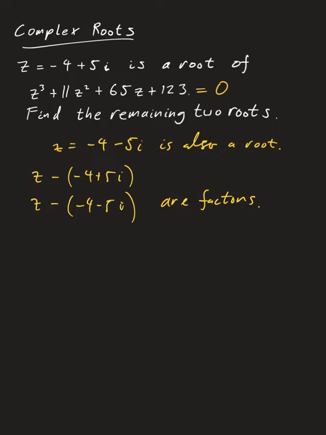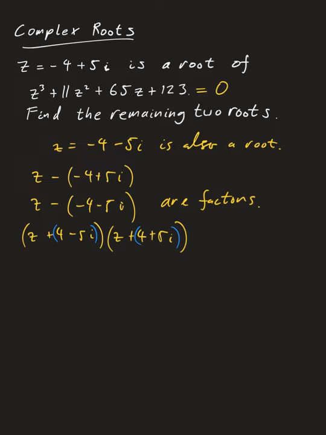So let's write that down. Well, that's equal to z plus 4 minus 5i and z plus 4 plus 5i. So I'm going to get the product of those two things, and I'm going to use that then to figure out what the other factor is, and hence what the remaining root is. So when I multiply this out, I'm going to do it with brackets around here. So let's work that out.